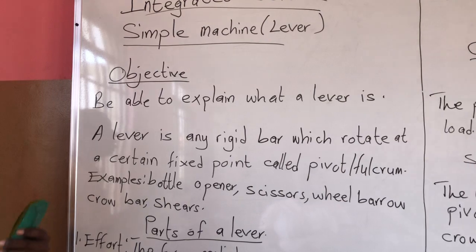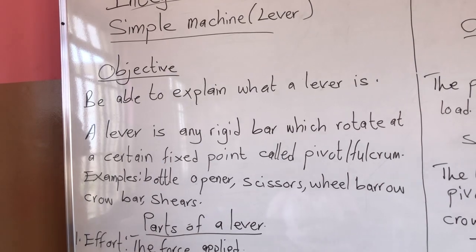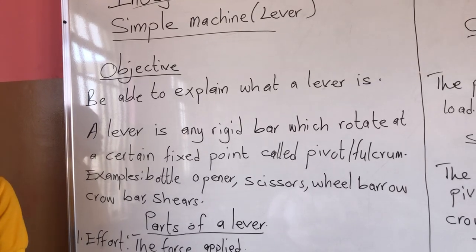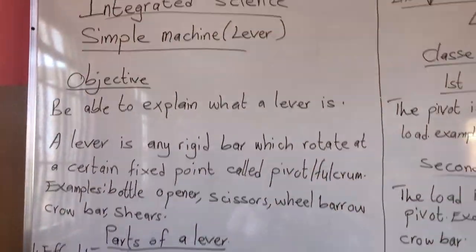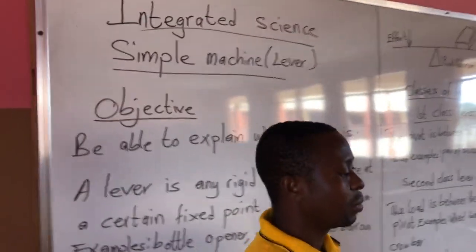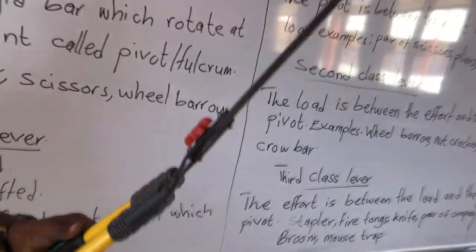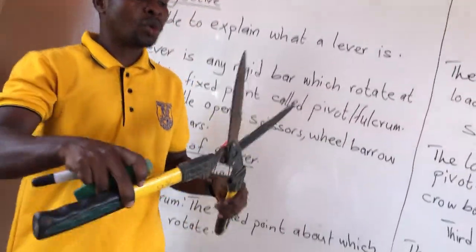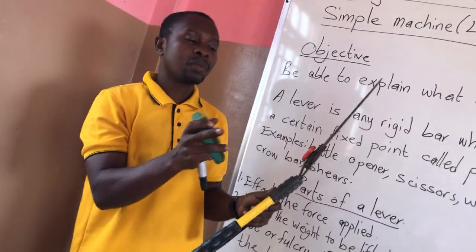So a lever is any rigid bar which rotates at a certain fixed point called a pivot or fulcrum. For example, let's look at this. You can see that this is a bar. It's rotating at the center here. So it's an example of a lever. We say it's any bar which has a fixed point that it rotates.